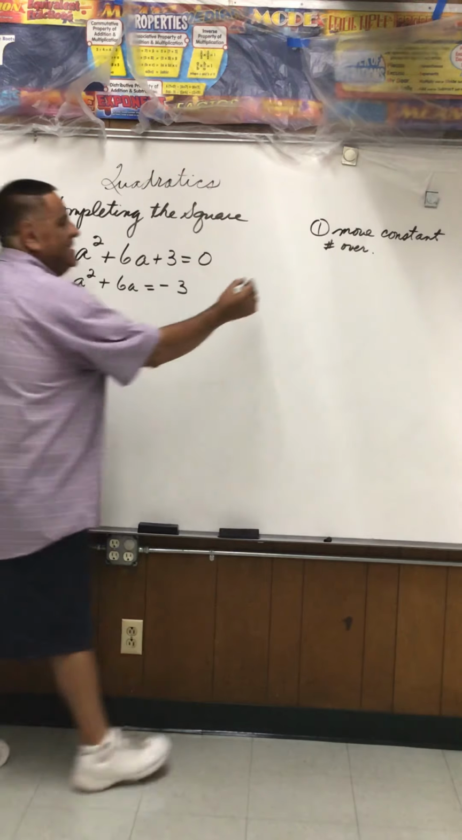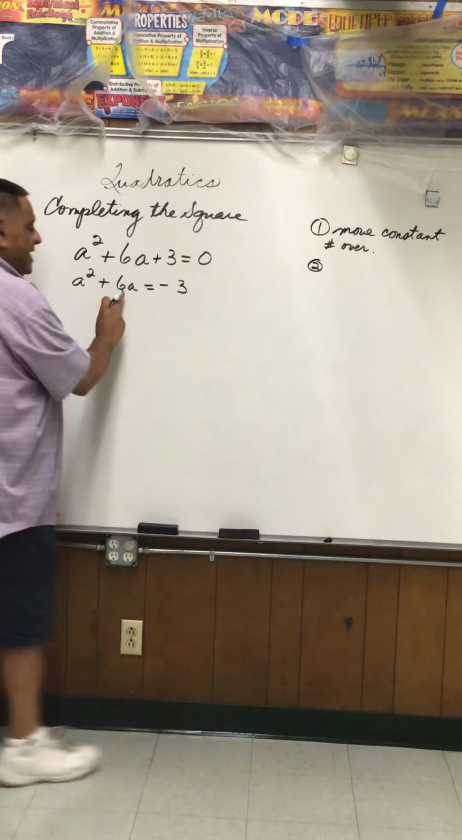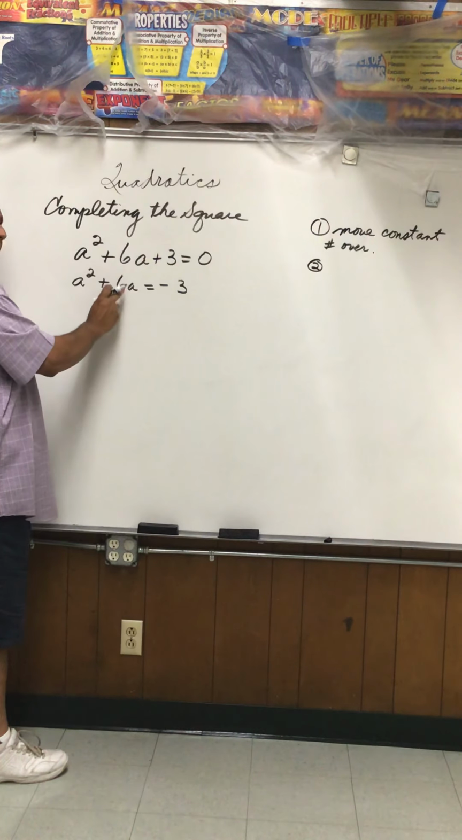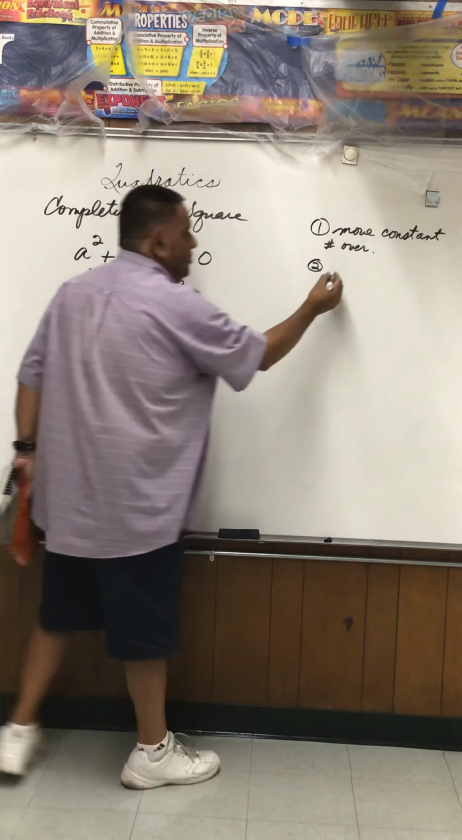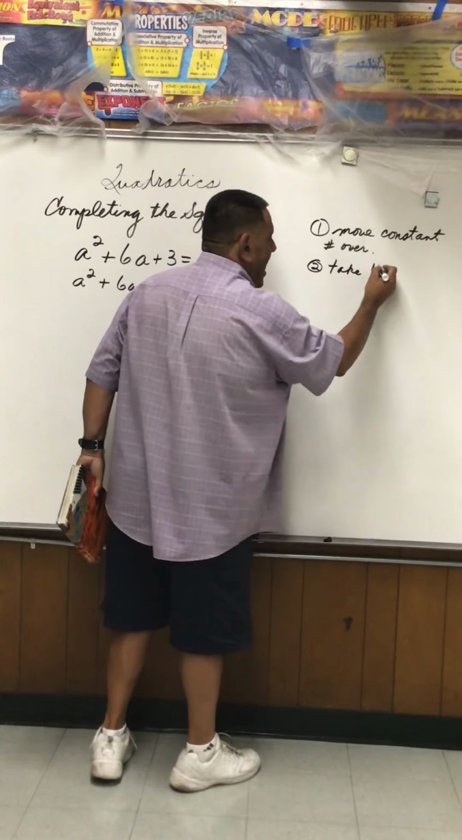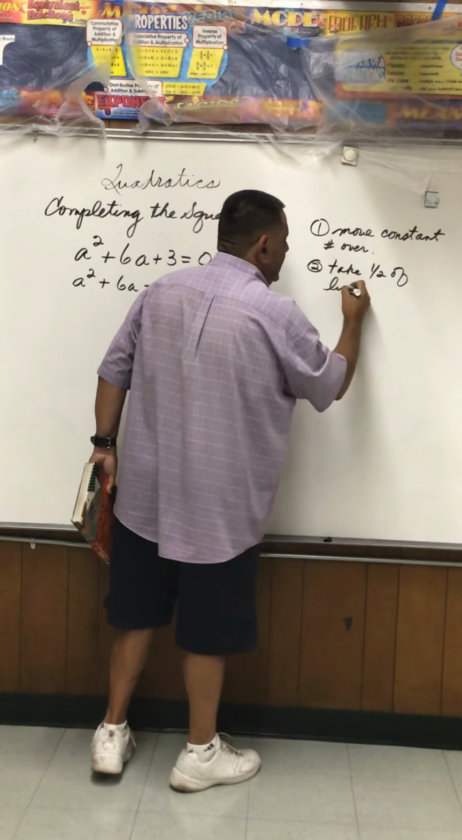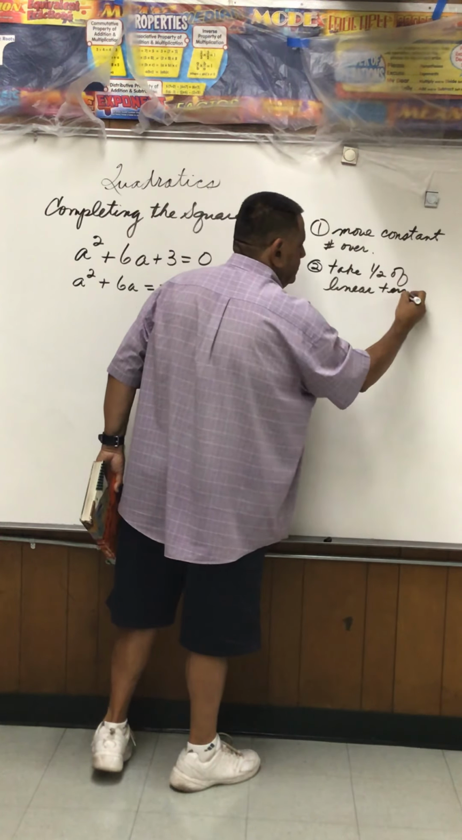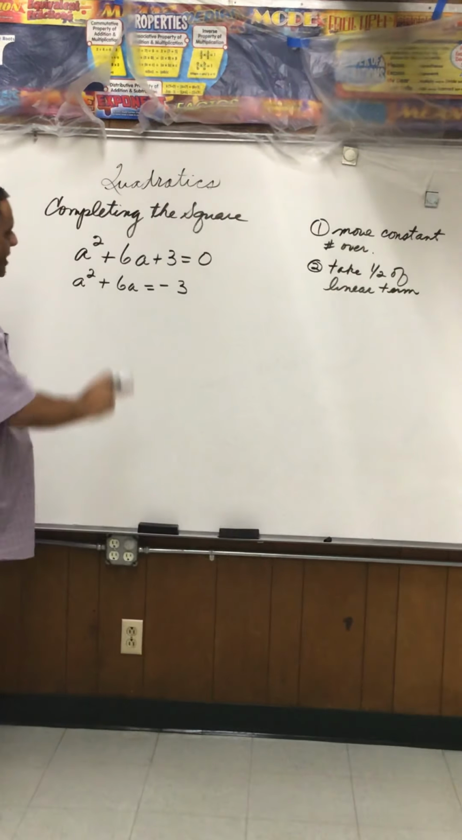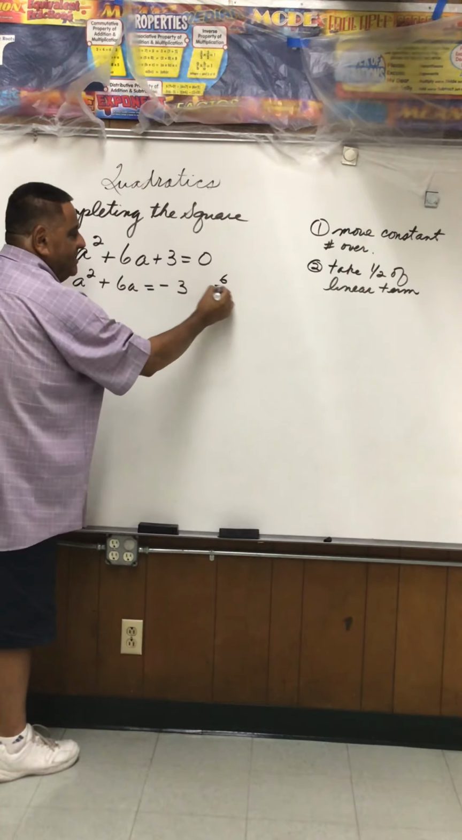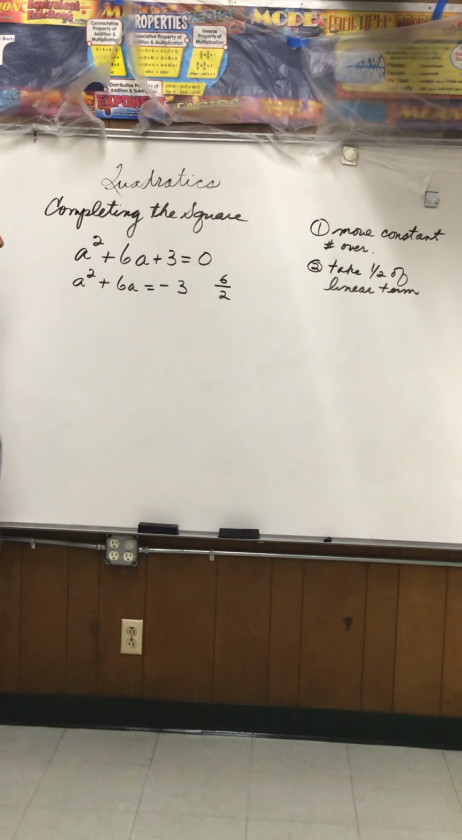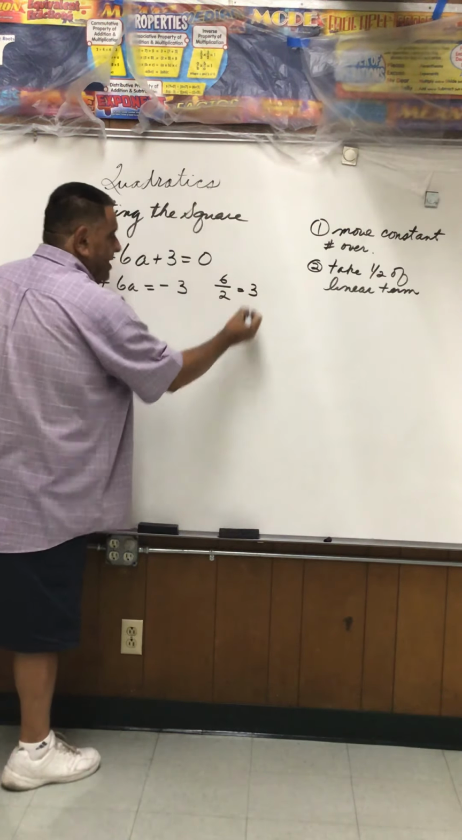Okay? Second step. Take your linear term. You want to take half of this linear term. All right? So, in taking half, I'm going to take 6 divided by 2. That's taking half of it. What do I get? I get 3.